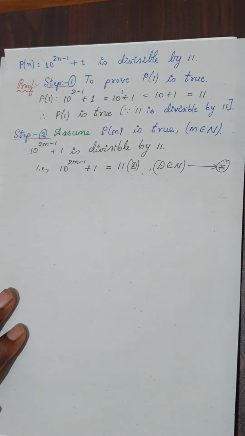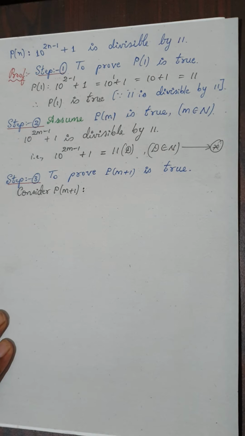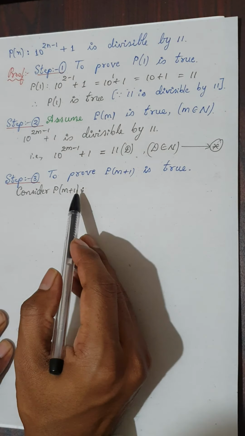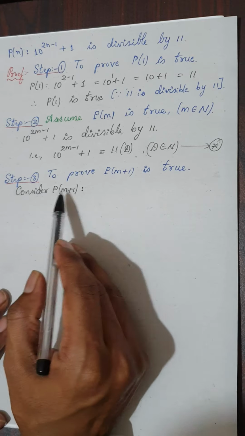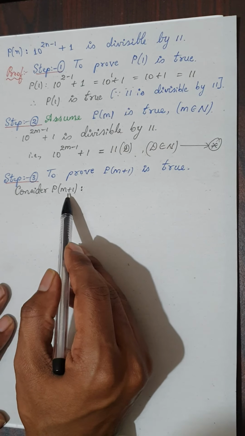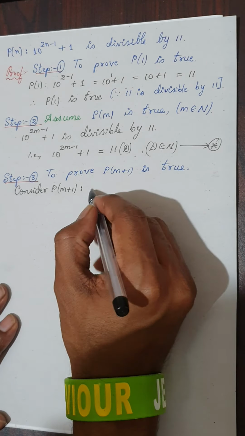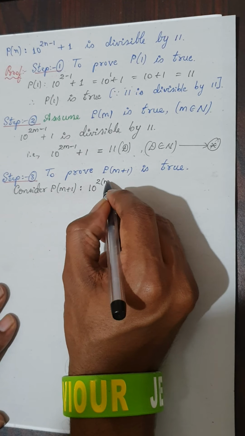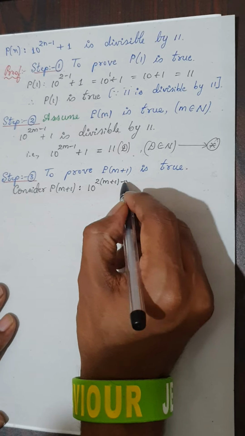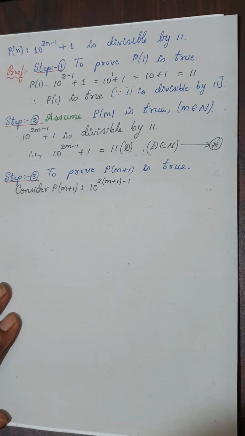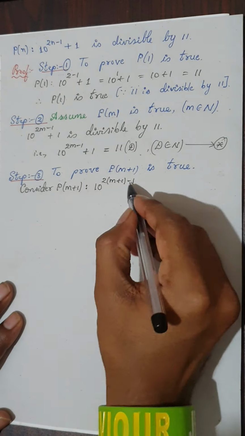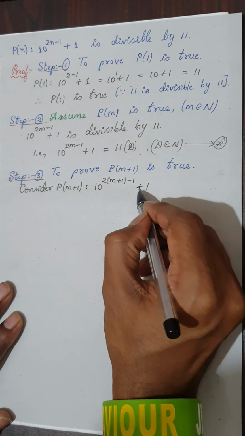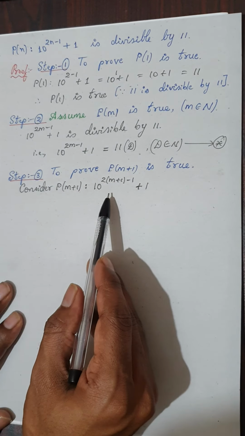That's it with step 2. Let's go on to step 3. So please note down this step, dear students. Now to prove p of m plus 1 is true is the third step. Let me consider p of m plus 1. That is nothing but 10 power 2 of, in place of m I will take m plus 1, minus 1. Is it clear? Plus 1. I just considered the LHS that I wanted for the m plus 1 term.